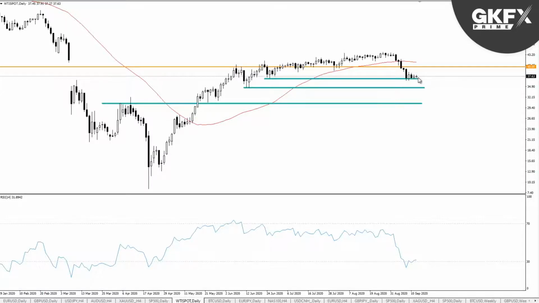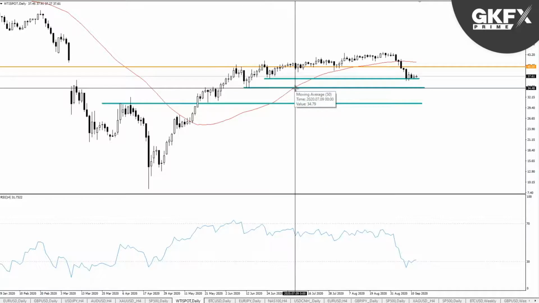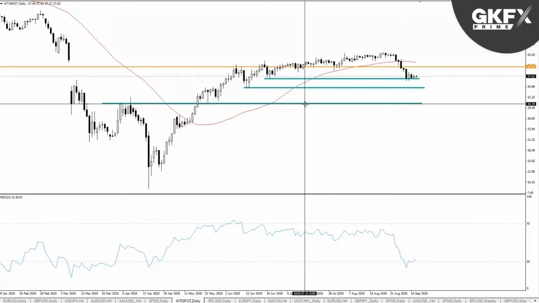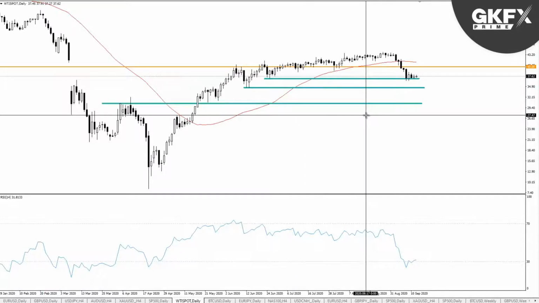Logic would have it that if we do decline again, then we're coming down from current levels around 37 down to this next low, which is more like 34.70, and then from there we've got this old peak here at 32 down to just above 30. It's obviously the round number big one.